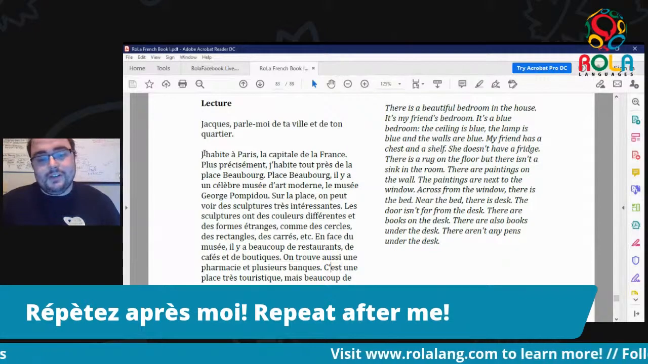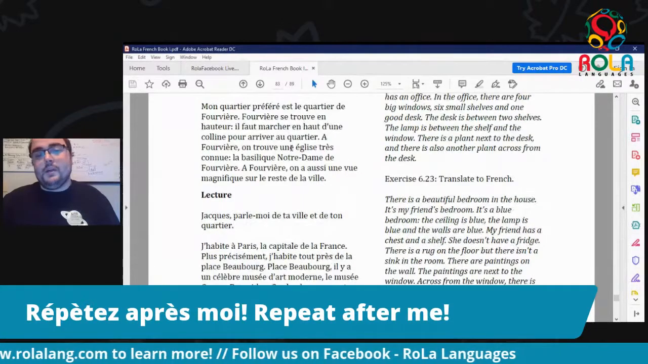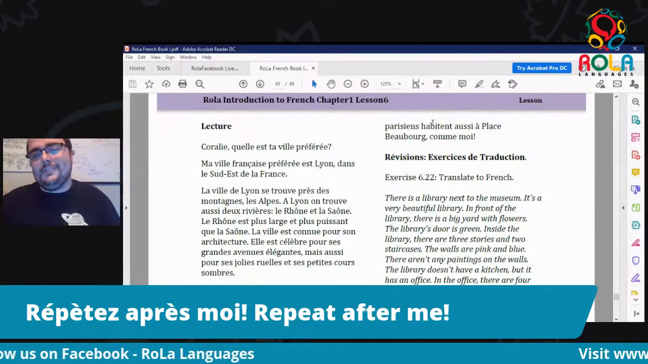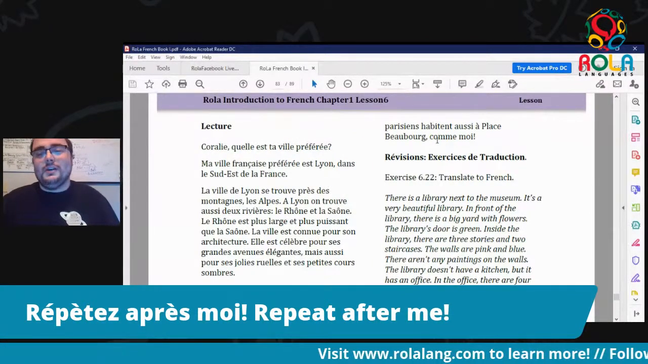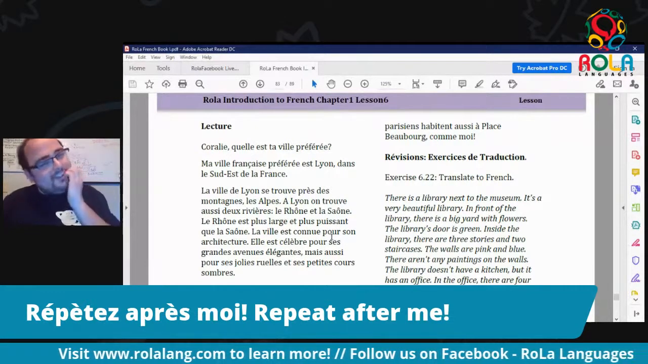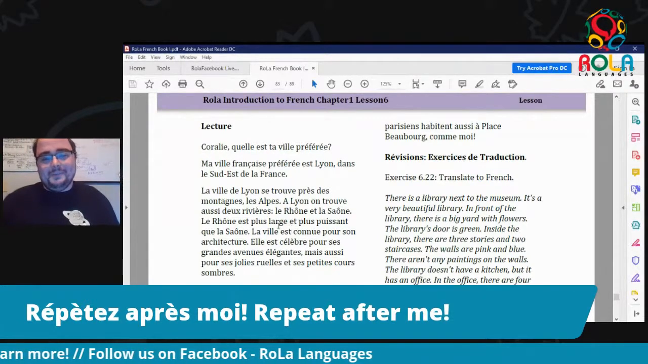It's a very touristic place, but a lot of Parisians live at the place Beaubourg, like me. Oh, that was difficult. I'm so used to reading in French, so it was difficult to flip back and forth. But yeah.